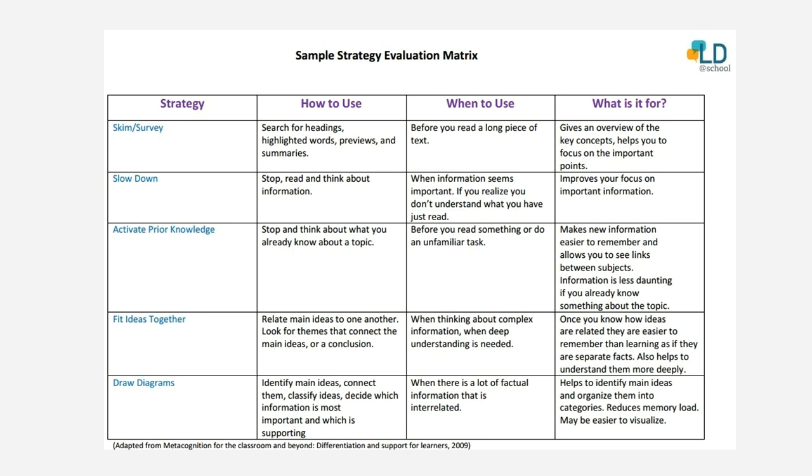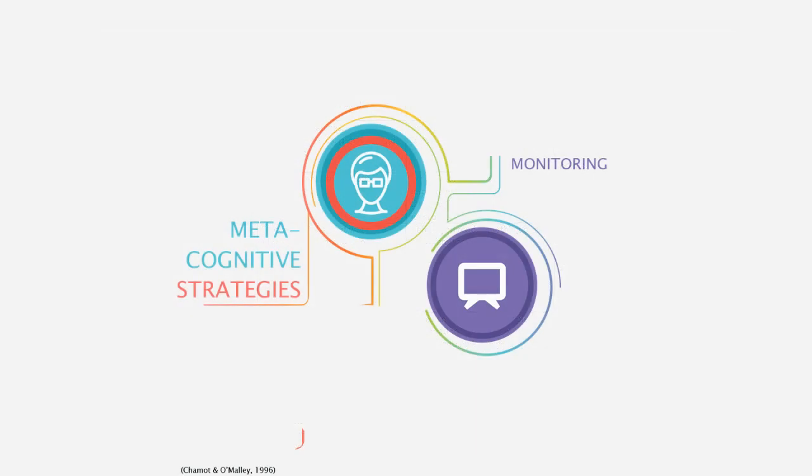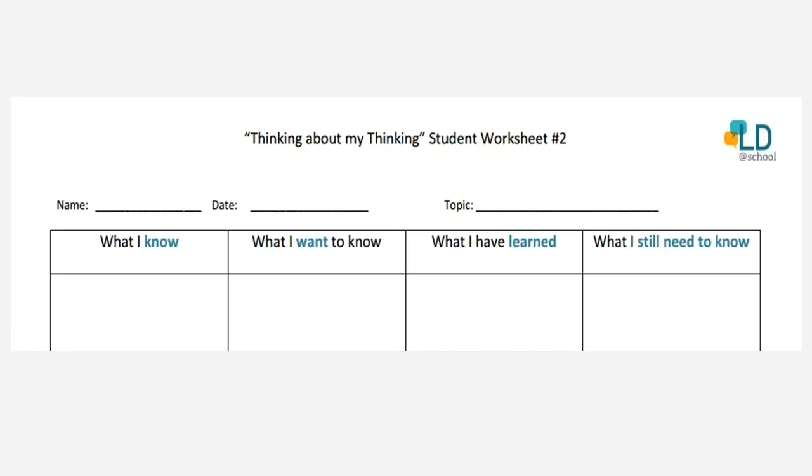Part 2 is monitoring. This happens during a class as the students are accomplishing the tasks. Learners monitor their progress and check language comprehension and production. In order to do this, the students must pause and take time to reflect on how things are going. The teacher can help by using tools like this one from the same reading class.